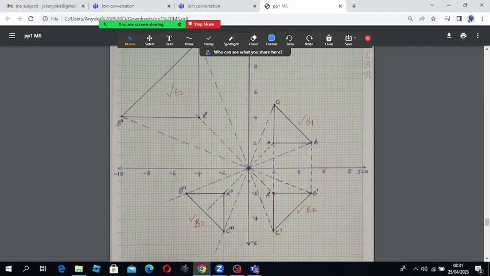Just demonstrate to the center, but always use broken lines. Then extend the other side. Then take your pair of compass. Pair of compass stand at the center. Stretch your pair of compass to A prime. Along the line you extended, count twice. So you count twice. 1, 2.